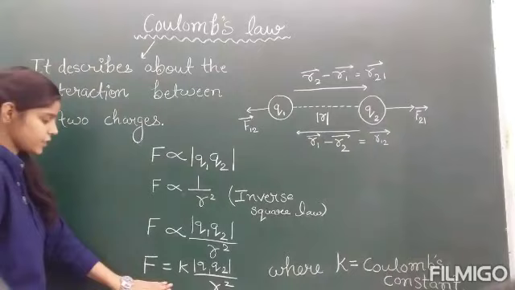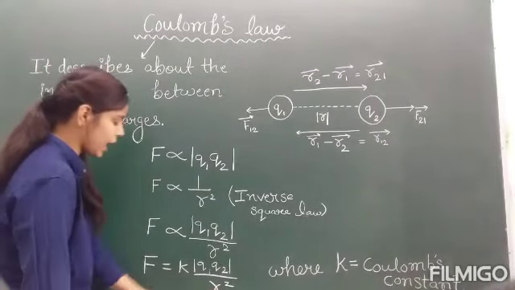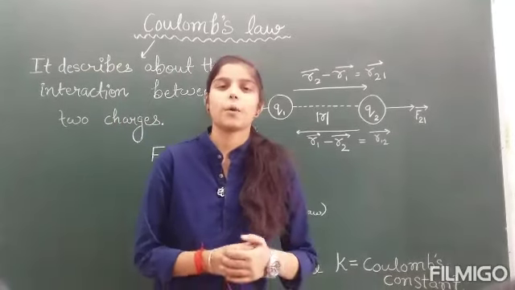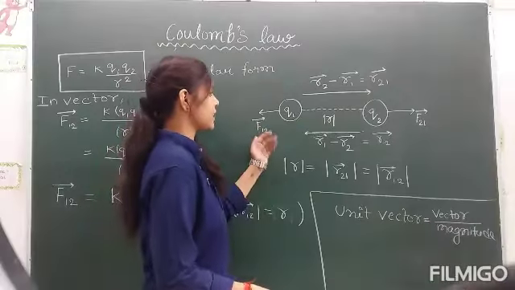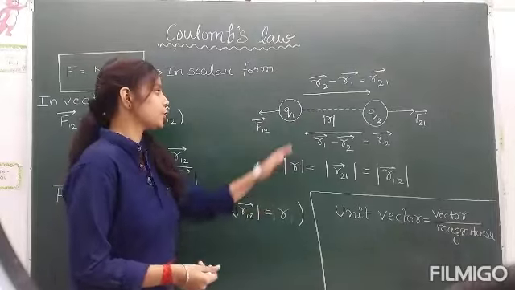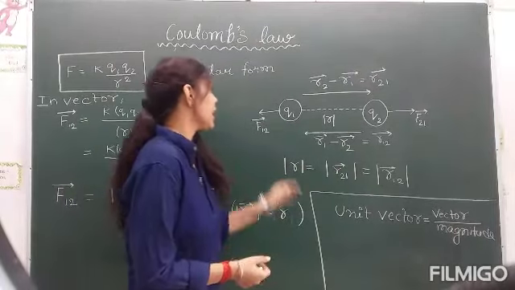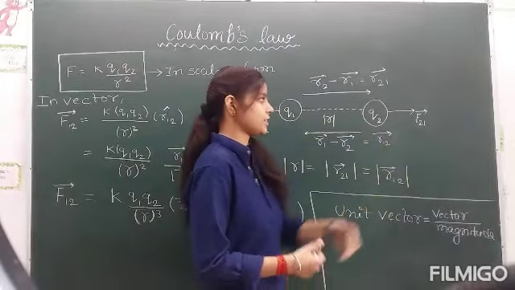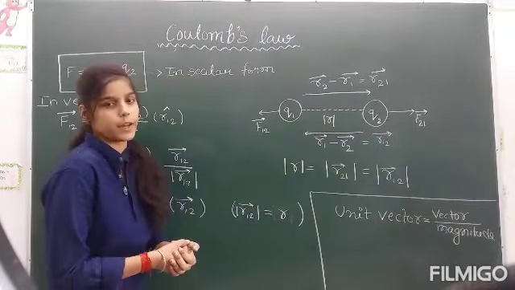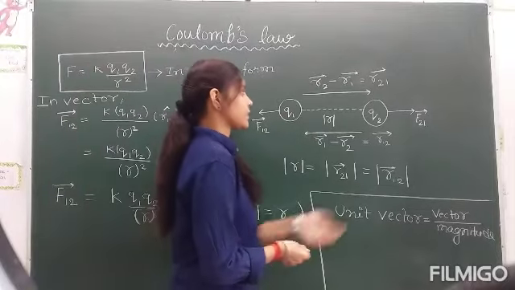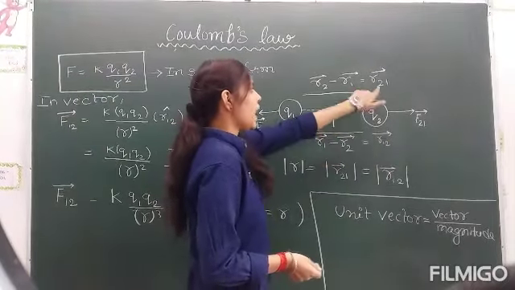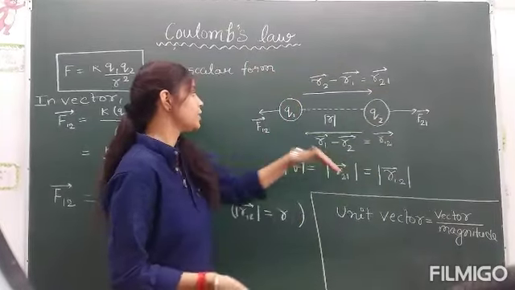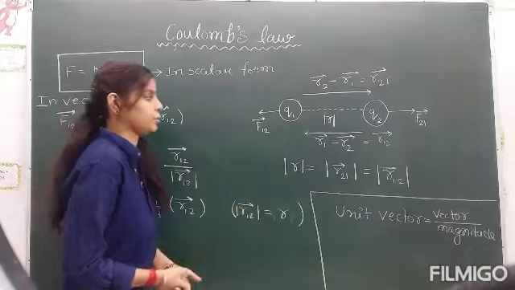So we can write F is equal to K Q1 Q2 by r square, where K is known as Coulomb's constant and it depends upon the nature of the medium. Here we can see that two forces are acting due to charges Q1 and Q2. F12 is the force on Q1 due to Q2 and F21 is the force on Q2 due to Q1. Here we can take two vectors, R21 and R12. R21 is in the direction of the force F21 and R12 is in the direction of F12.